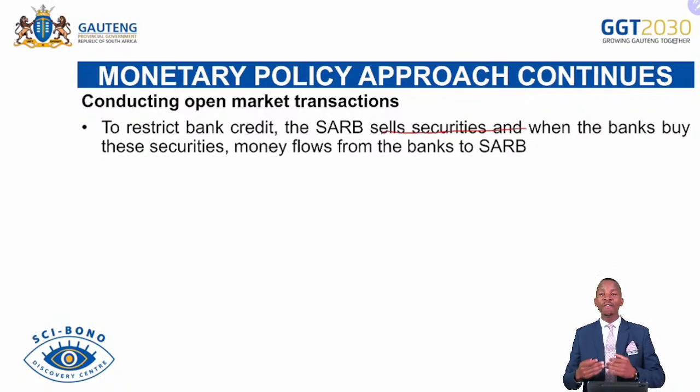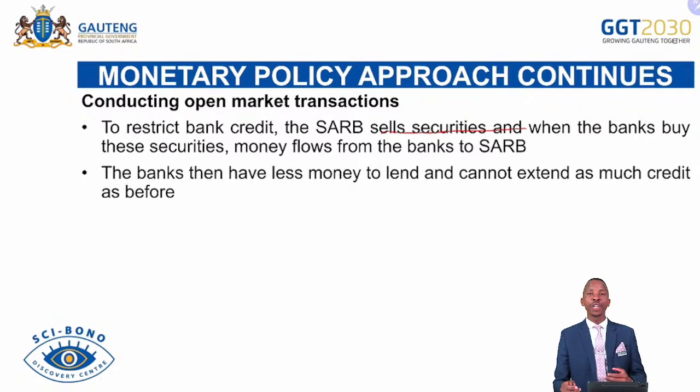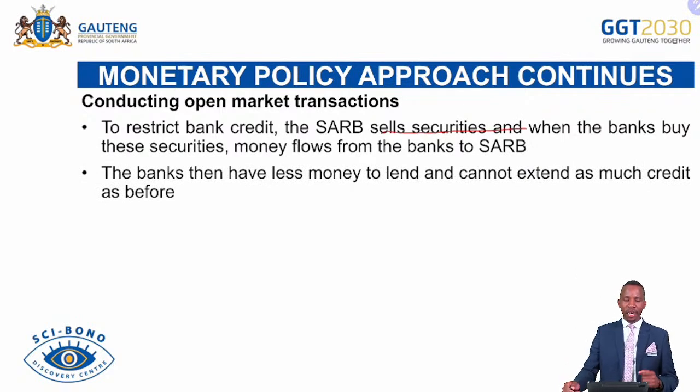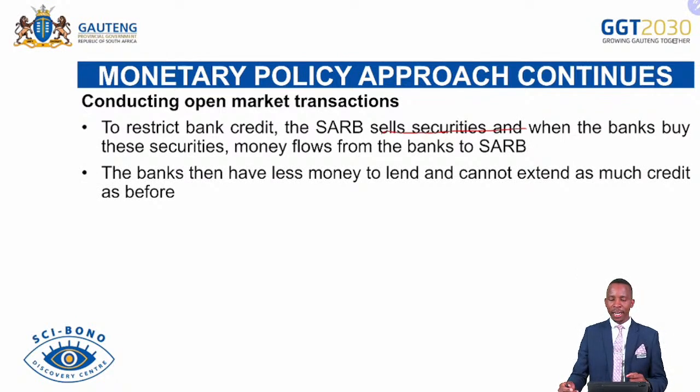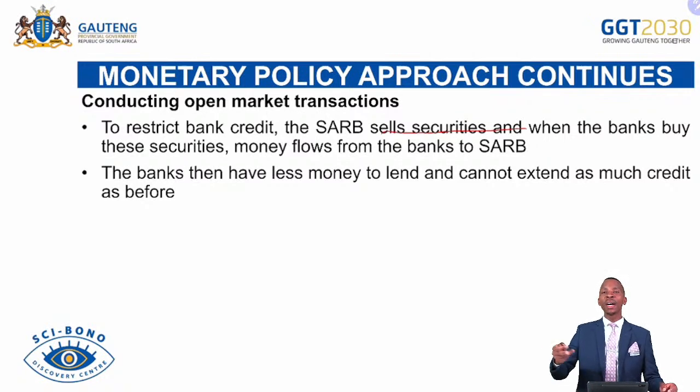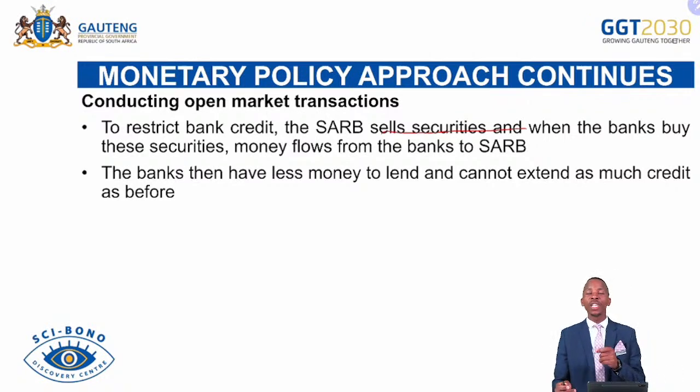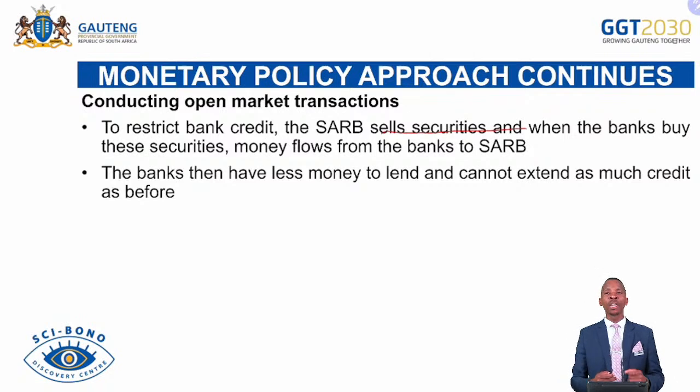The money should be given into the circulation or to commercial banks so that it can be available in circulation for spending. The banks then have less money to lend and cannot extend as much credit as before. If the Reserve Bank has collected money from the circulation by selling banks paper assets or bonds, that will lead to less money flowing in the economy, and commercial banks cannot afford to give more credit in the economy, and then that will decrease the spending.